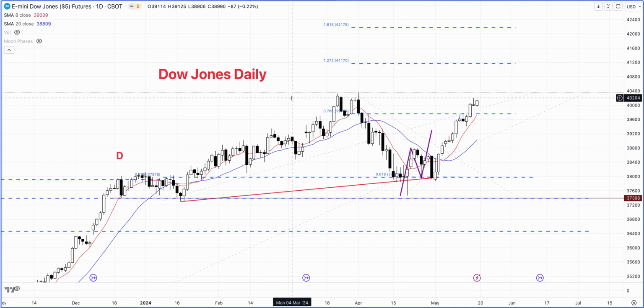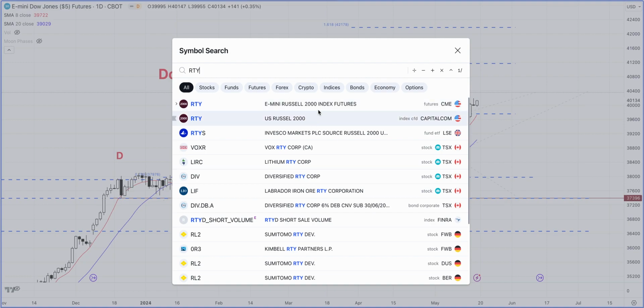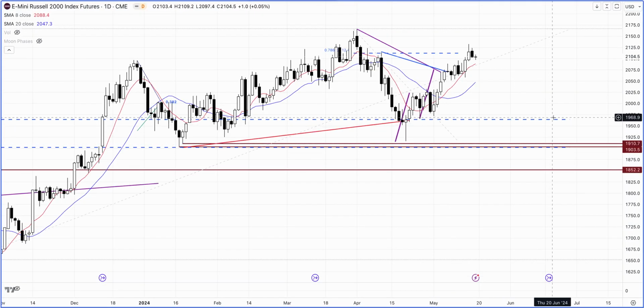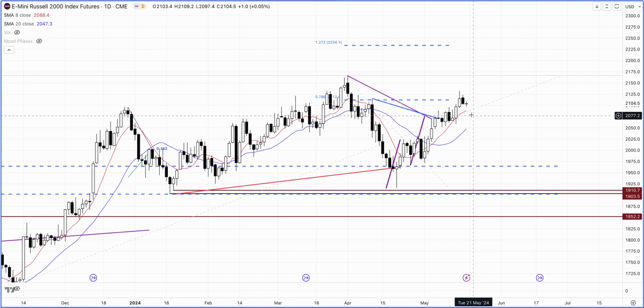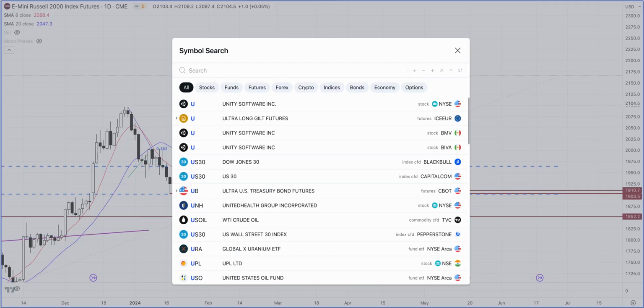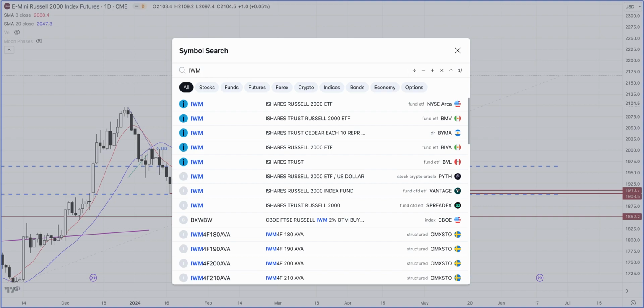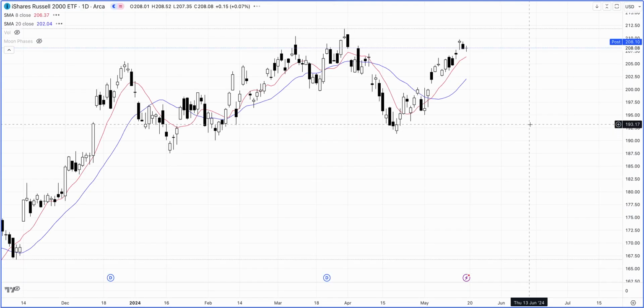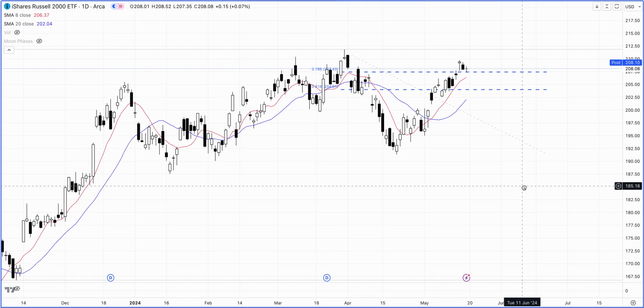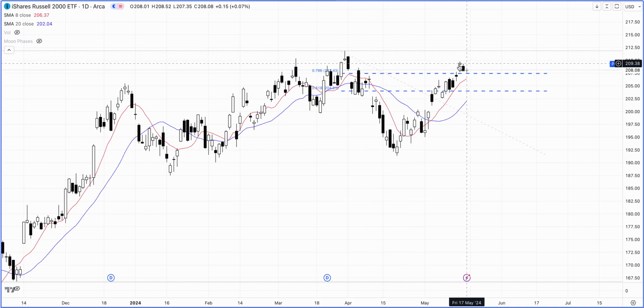And if we now take a look at the Russell 2000, because this is really important to take a look at. Today was a narrow range day. It's just around the 78.6% retracement, just hovering around that level. And the cash IWM, so this is the Russell 2000 ETF, is just slightly above the 78.6% retracement.